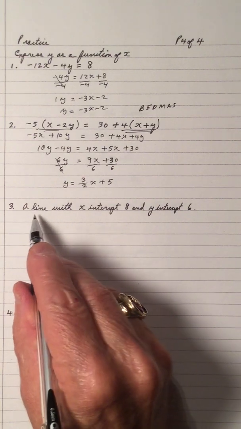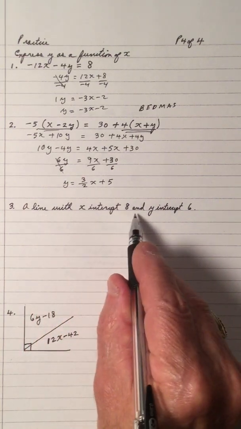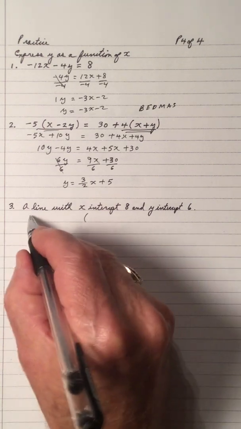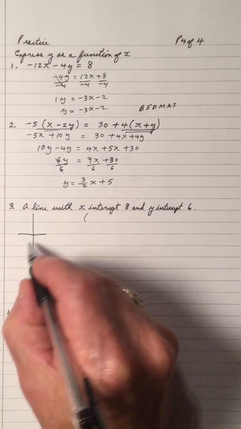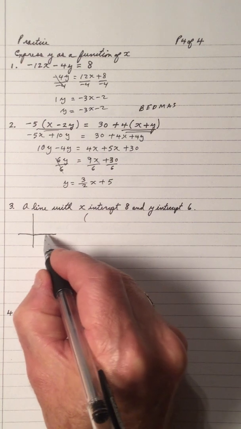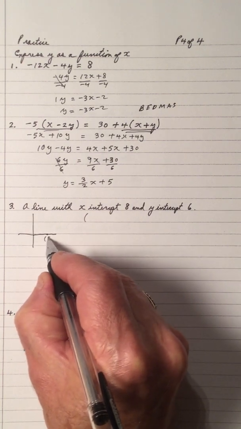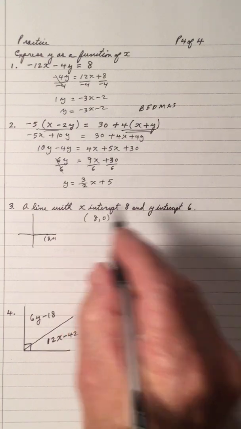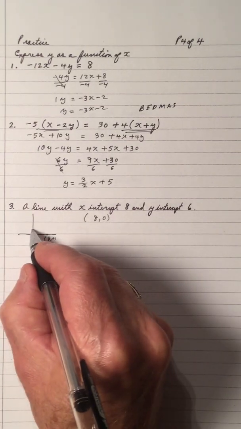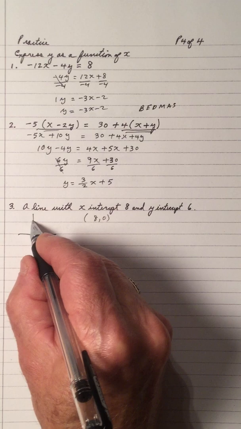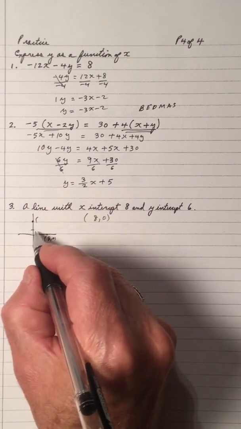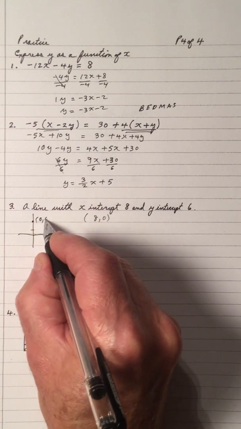A line with an x-intercept of 8 and a y-intercept of 6. Well, an x-intercept of 8, if you take the graph, that's right there, that's the point (8, 0). And you got a y-intercept of 6, so that's on this line, right there. So that is a y-intercept of 6, which means the point is (0, 6).